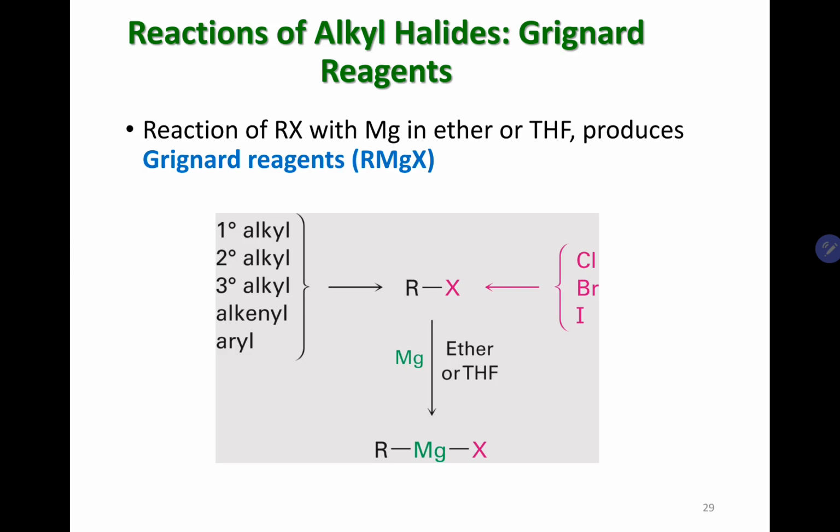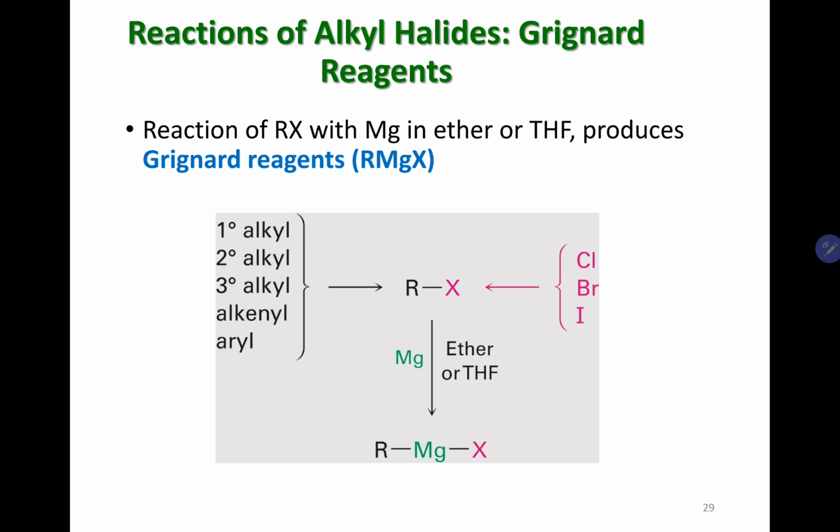In order to make Grignard reagents you are going to need an alkyl halide. Basically you can use any alkyl halide. It could be a primary alkyl halide, a secondary alkyl halide, a tertiary alkyl halide, or even alkenyl or aryl. Any of these will work. Let's call them RX. The R group could be primary, secondary, tertiary, or alkenyl or aryl.